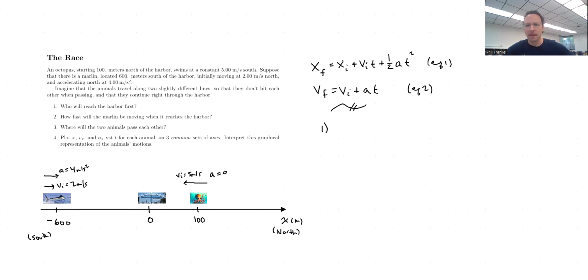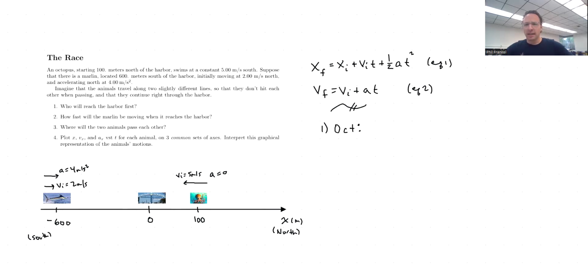All right, equation number 1 is what we need over here. Equation number 1 deals with the position as a function of time. And the key here is that whoever has a position of 0, that is, whoever is located at x equals 0 in the least amount of time, that's the person who reaches the harbor first. So maybe we first look at the octopus.